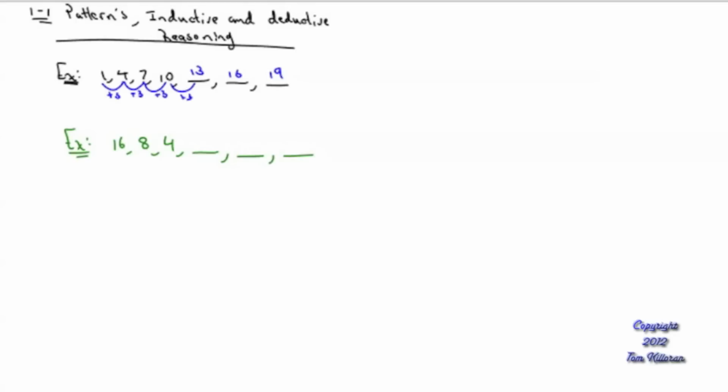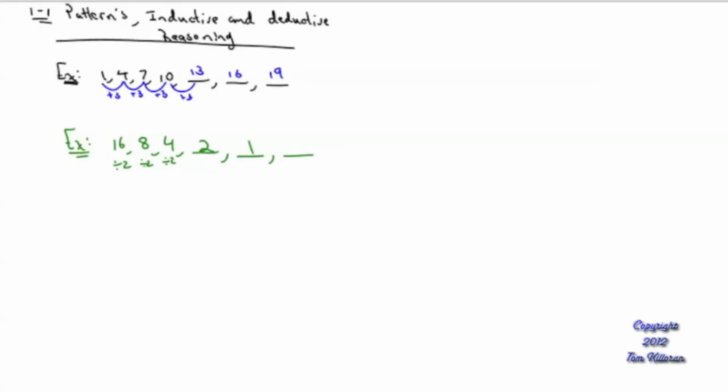No, 8. Yeah, but it has to work from each step of the way. So if you subtract 4... divided by 2. 16 divided by 2 is 8. 8 divided by 2 is 4. 4 divided by 2 is 2. Next number? 1.